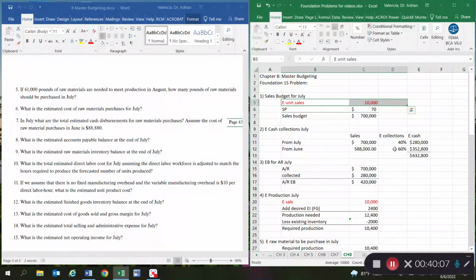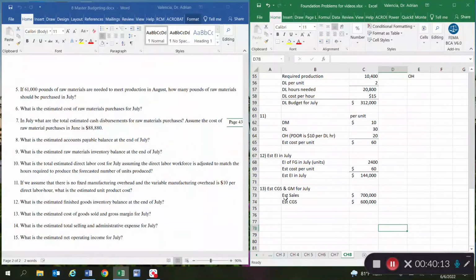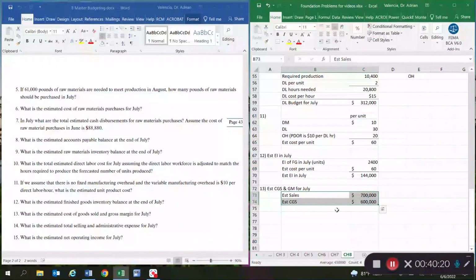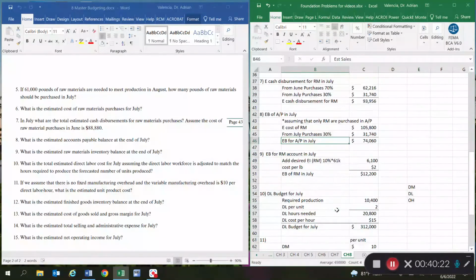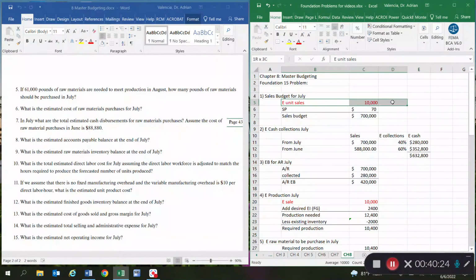Do not use the required production, do not use anything else. If you're preparing the income statement, it is always going to be based on the number of units sold. No matter how many you produce, no matter how many you keep in inventory, it's always based on the number that you sell, right here, 10,000.